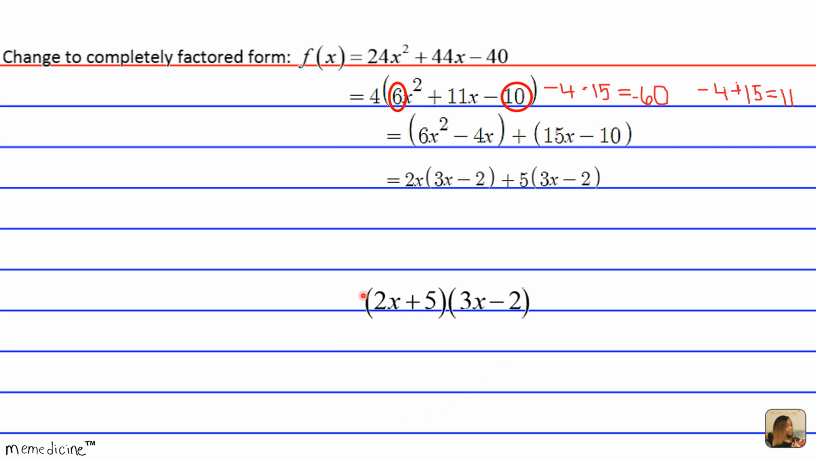Well, don't forget this is not what f of x is equivalent to because we have to include our 4. So using factoring by grouping, we were able to completely change f of x into factored form. I know it was very sequential and there were a few steps, but it's definitely easy if you get another problem like this. It's really straightforward.